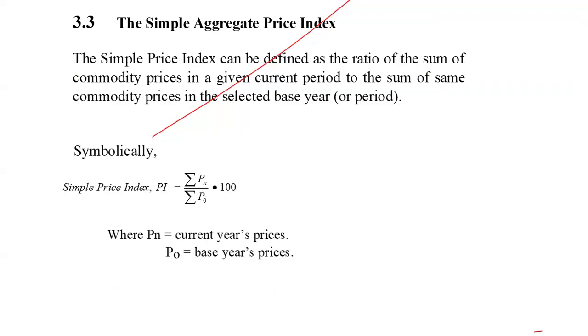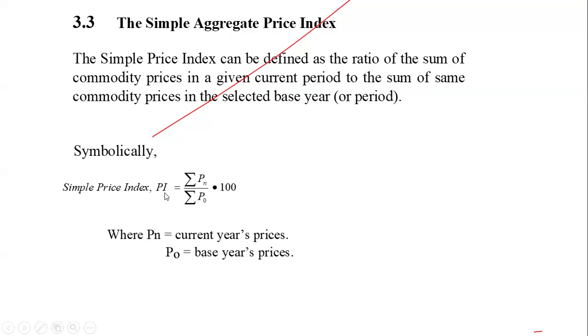So let's move. We have moved away from the price relative. Let's look at the simple aggregate price index. The simple price index can be defined as the ratio of the sum of commodity prices in a given current period to the sum of the same commodity prices in the selected base year or period. And mathematically, this is the formula.